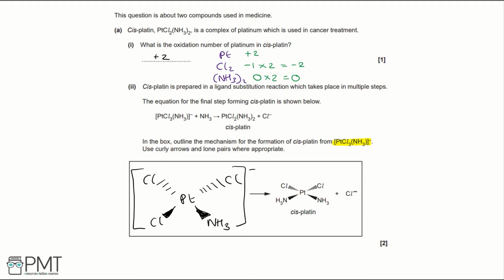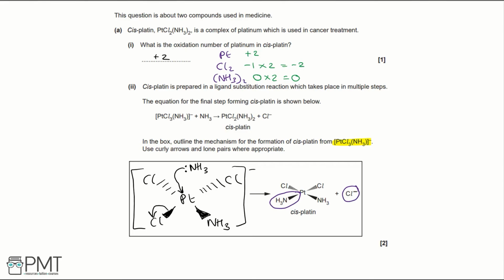Now our complex is going to react with NH3 or ammonia, and there's going to be a lone pair on the nitrogen. From the centre of this lone pair, we are going to draw a curly arrow to the platinum and a curly arrow from the platinum-chlorine bond to the chlorine. We do this because that means we're going to form the platinum-ammonia bond, as shown in our product, and the Cl-, which is our second product.